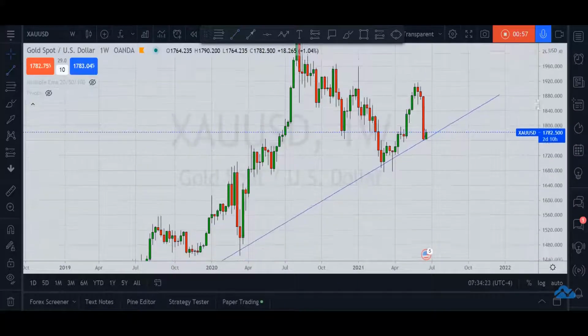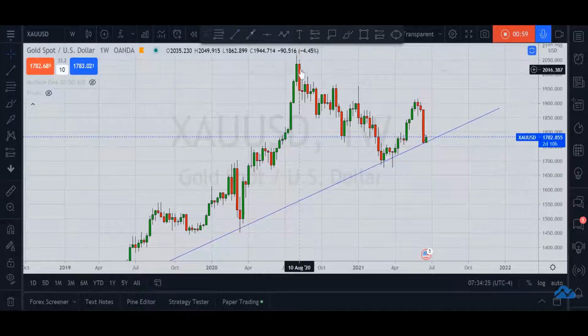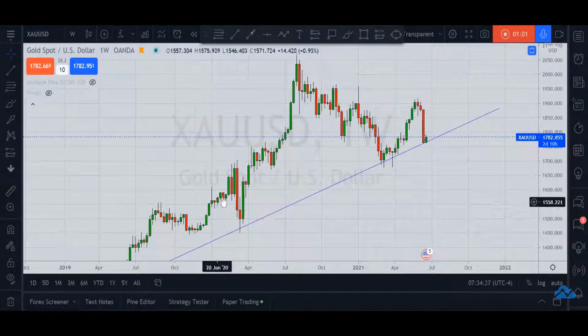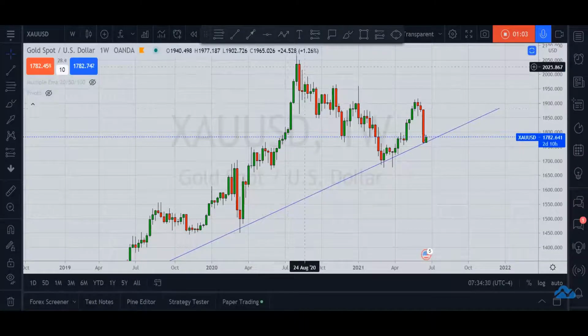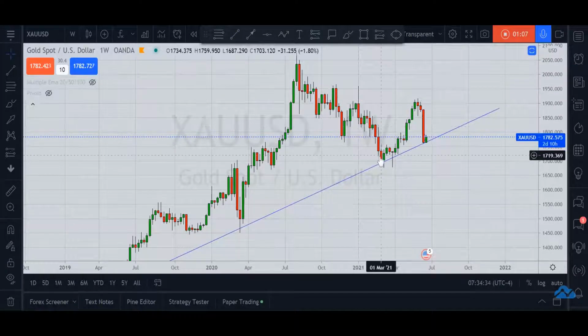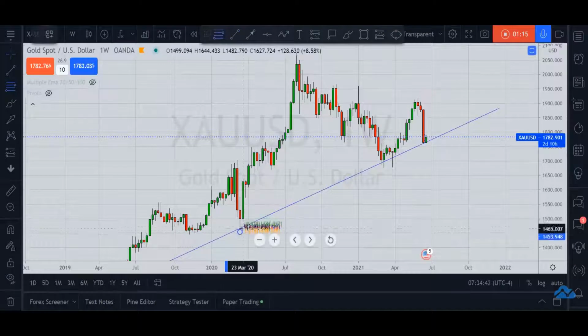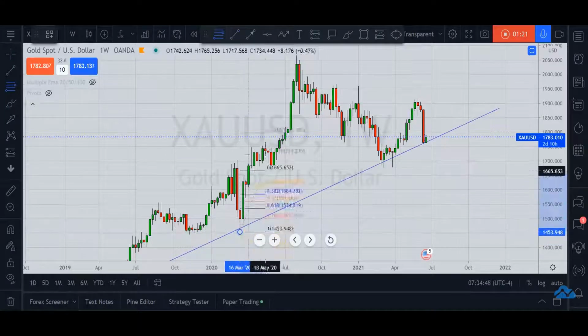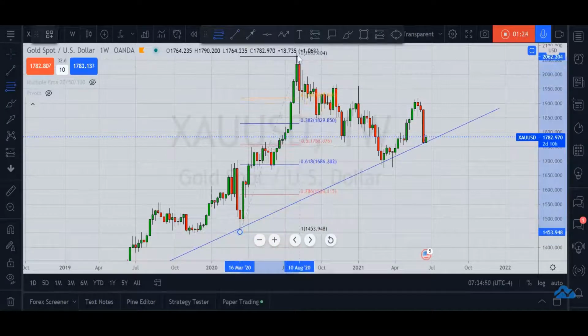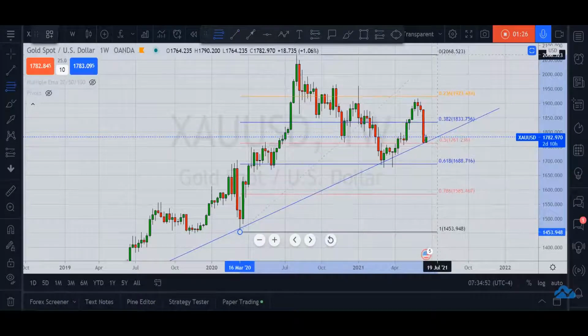Now, if we're going to measure the correction after an impulse, all right, you want to measure the correction. This is a complex correction. All right. You want to see where this correction might land. You want to use your Fibonacci. You want to anchor it at the most significant and most recent swing low to the swing high, which is up here. All right. Take that on across.